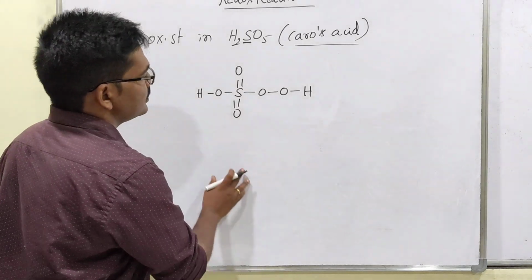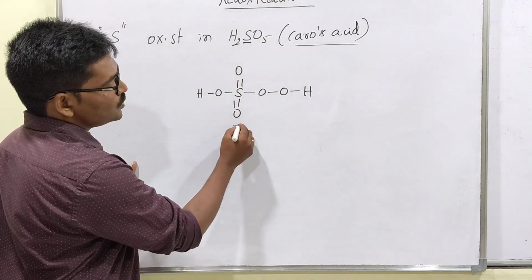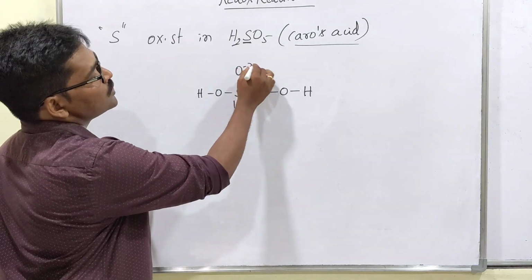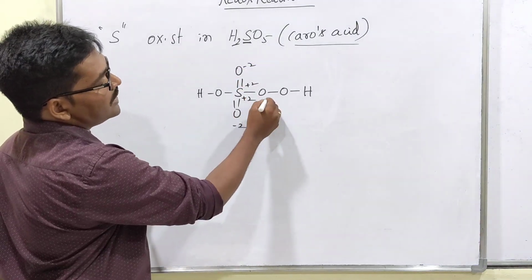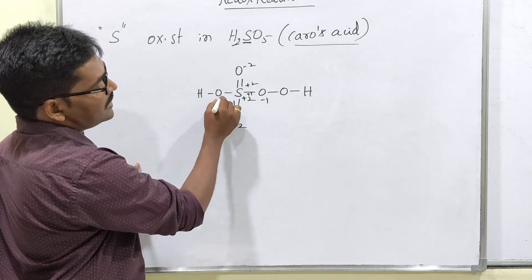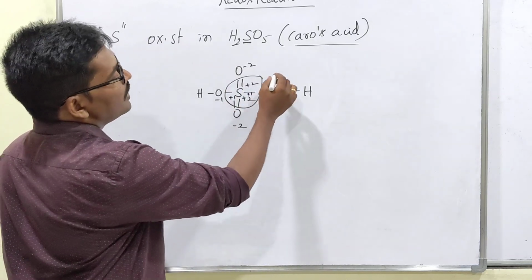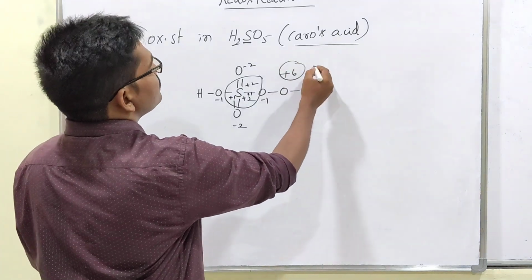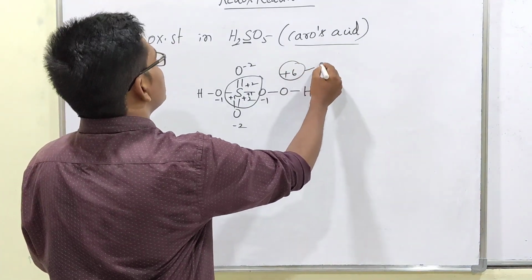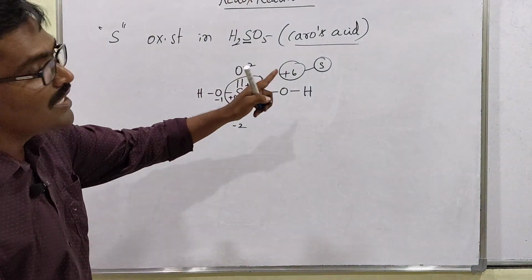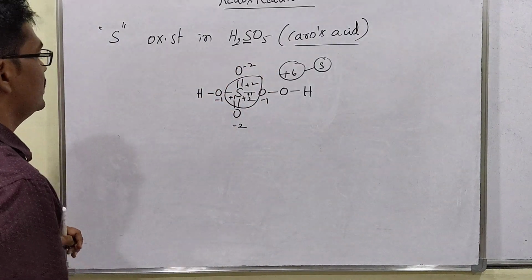So look, sir, here -2 oxidation state, then +2, then -2, then +2, then -1, then +1, then -1, then +1. So totally how much positive charge is there? +6 is the oxidation state of sulfur. Oxidation state of sulfur is +6. So if you know the original structure, then it will be understood. Then one more.